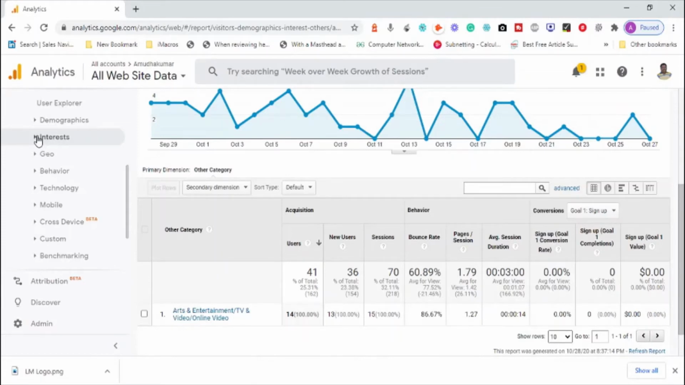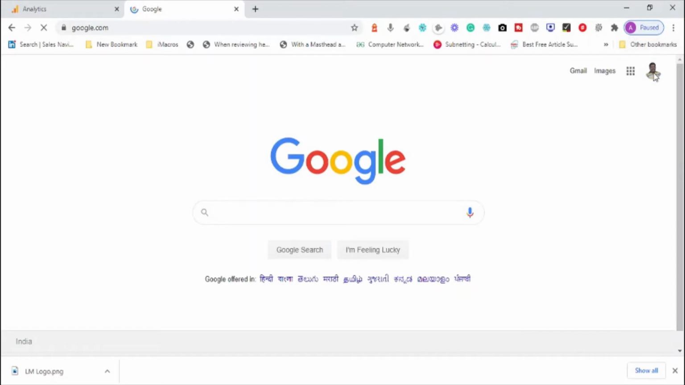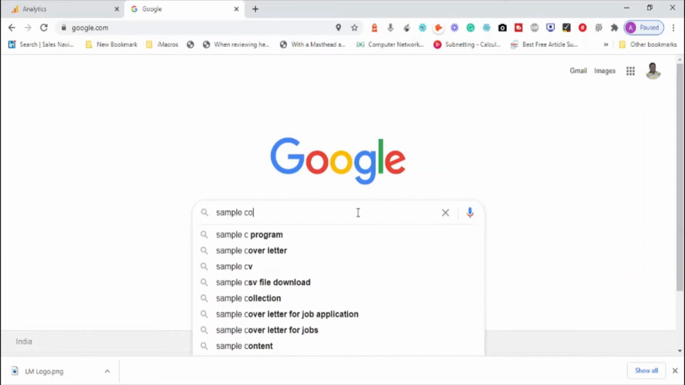Next, we are going to discuss the geographical location details: where you are located, what kind of language you speak. All these metrics are collected based on the browser settings. You go to a browser, you can go to google.com. Once you go to google.com, you will have your email ID being shown here. Your email ID is there, and let me search something, let me say sample content.